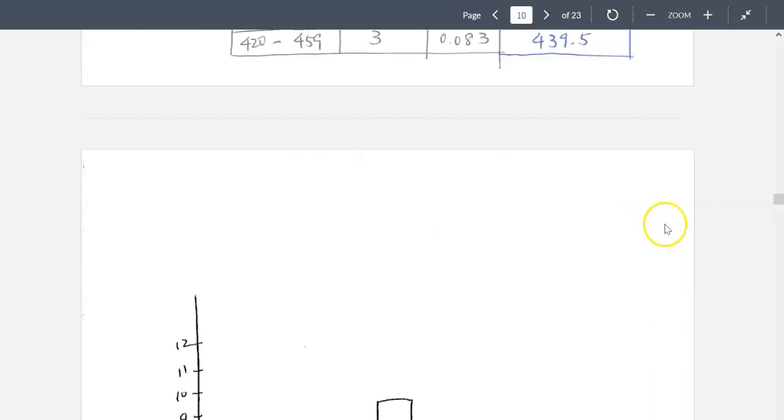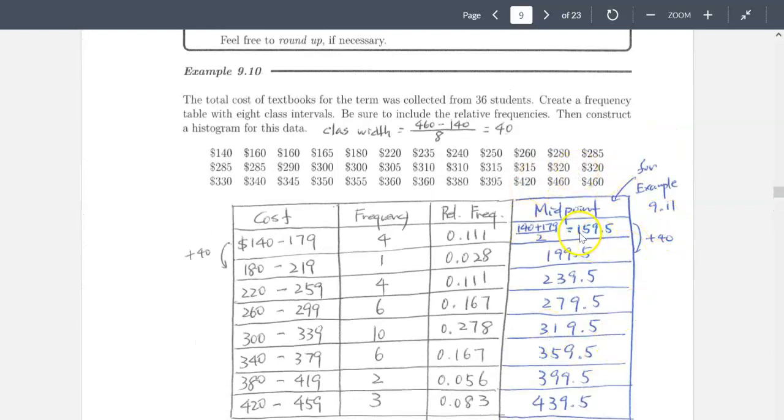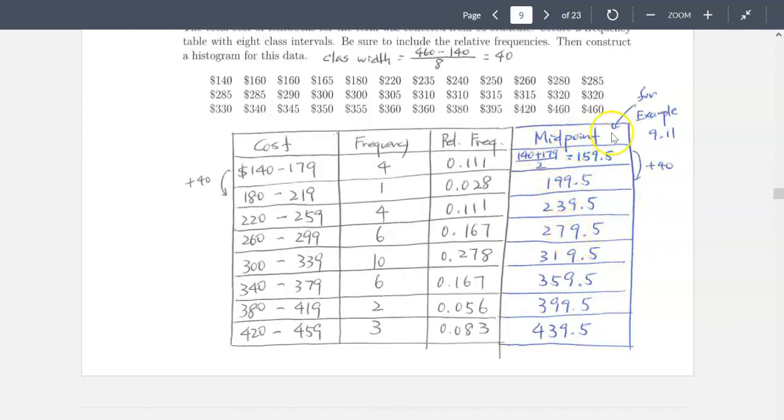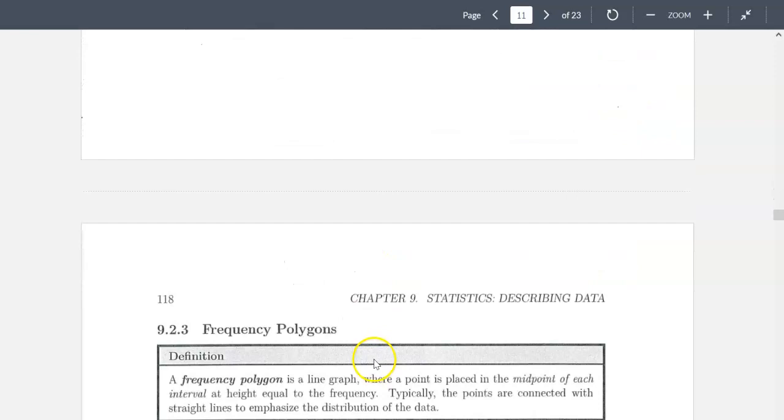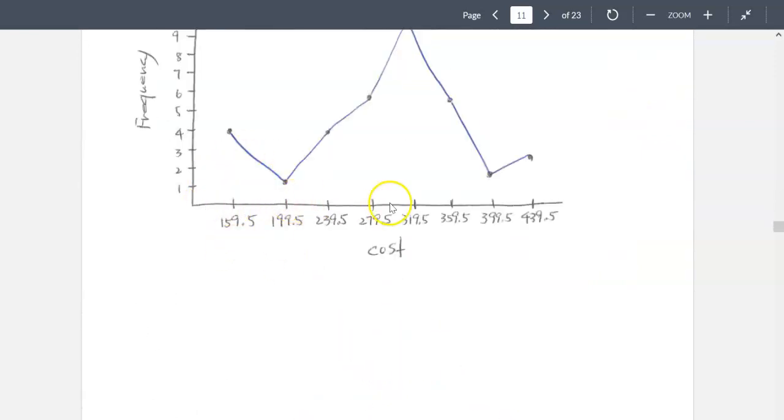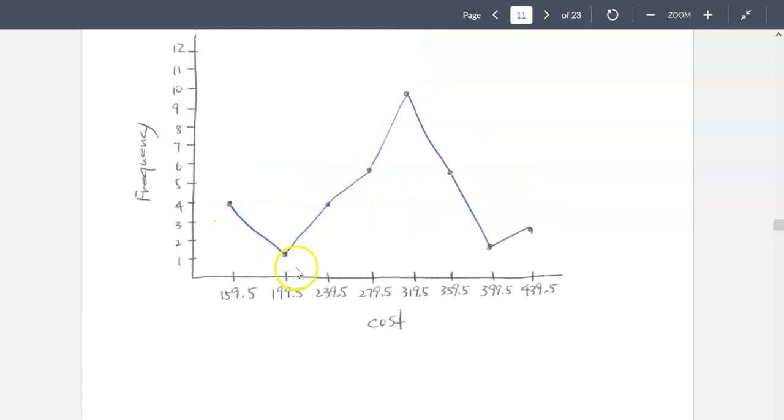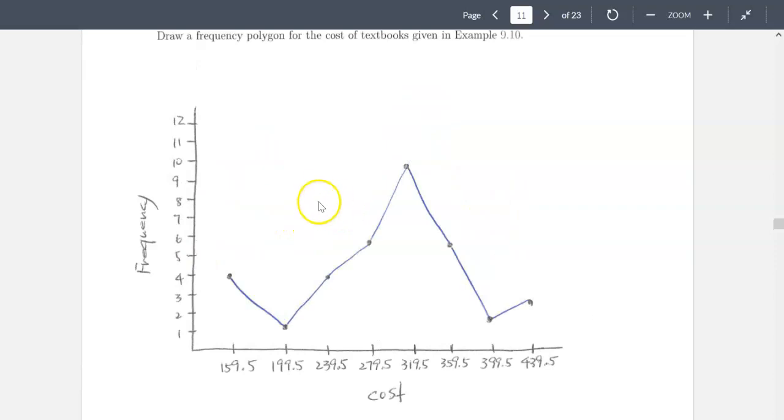Frequency polygon. Now, that uses those midpoint numbers we found earlier. To make a frequency polygon, you take the midpoint and graph it against the frequency. Unlike the histogram, which uses the first set of numbers, called the lower class, for a frequency polygon you take each midpoint and its corresponding frequency, dot them out, and just connect them, and there's your frequency polygon.